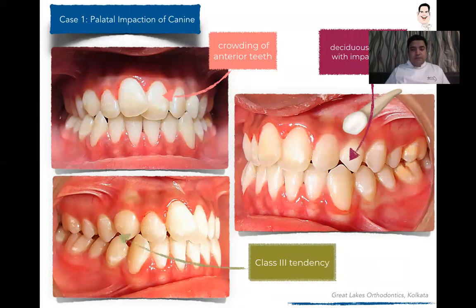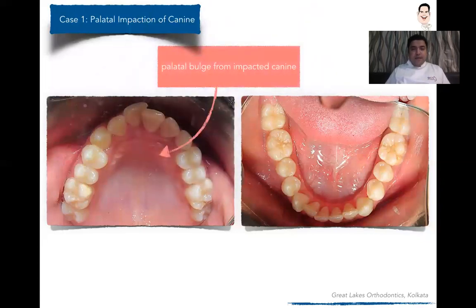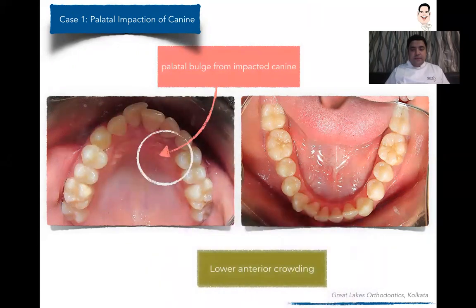The deciduous teeth, as you can see, is mobile. She also presents with a mild class 3 tendency in which the molar relationship and canine relationship is class 3 on the right hand side. If you go into the occlusal view, she presents with a palatal bulge where there is an impacted canine. Now, the palatal bulge is one of the commonest clinical indications where we can understand where the canine is actually placed. A buccal bulge can also be felt, but in this case, there was a palatal bulge. So you see there is a palatal bulge in the upper left side. She also presents with a lower anterior crowding.